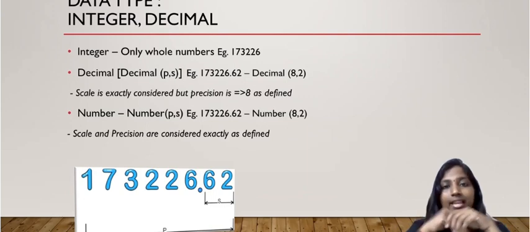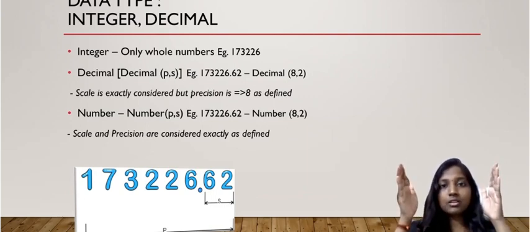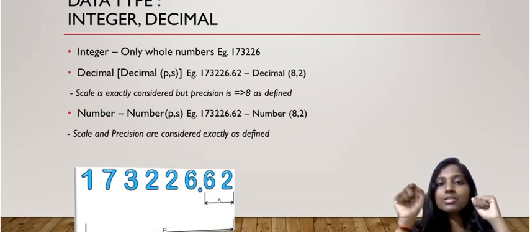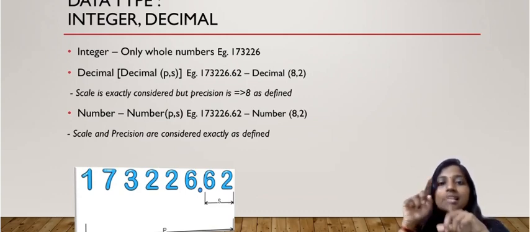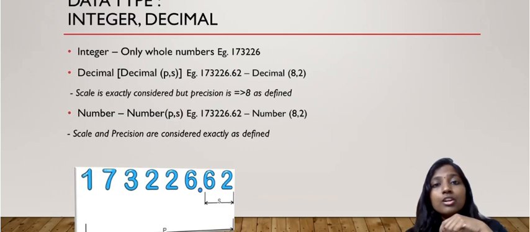That is called a scale. So precision is nothing but the entire total count, which is 8, and 2 is the scale, which is nothing but exactly how many digits I have after the decimal point. So here 173,226.62 will be represented as decimal of 8, 2. Okay, decimal of 8, 2.